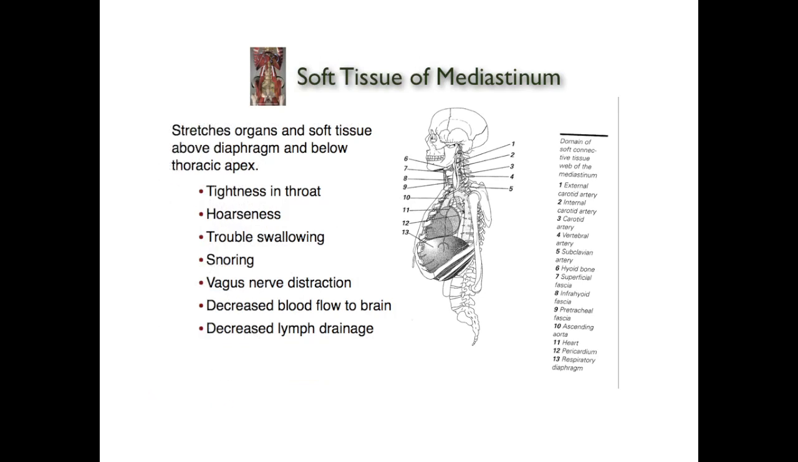Symptoms associated with the psoas diaphragmatic contraction above the diaphragm but below the thoracic apex are tightness of the throat, hoarseness, trouble swallowing, snoring, vagus nerve distraction or irritation, decreased blood flow to the brain, decreased lymphatic drainage, increased stimulation of esophageal contractions, or fatiguing of the vagus nerve.